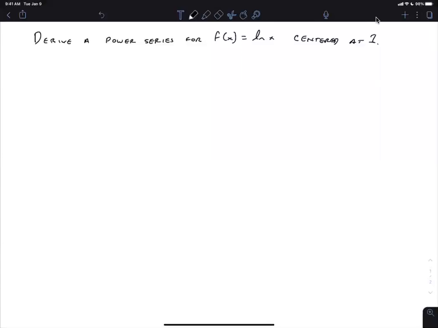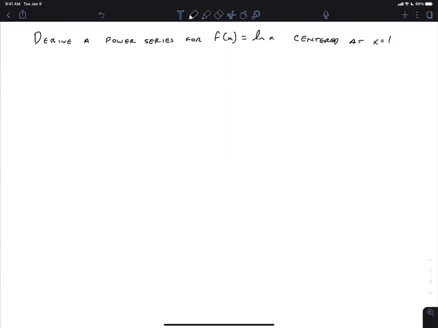So the first example I want to look at is we want to derive a power series for f of x equals natural log x centered at 1. Let's make that just a little bit more legible, but centered at, we'll say, x equals 1. So we're going to go through the process we did yesterday because natural log x isn't in the form a over 1 minus r. The derivative you might be able to manipulate to get in that form actually, but we're going to do this using what we did yesterday.